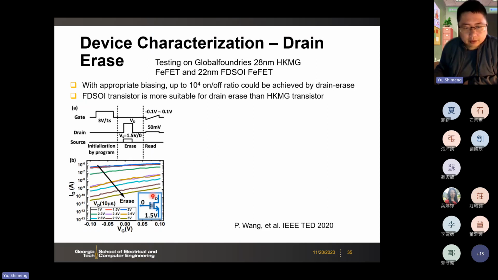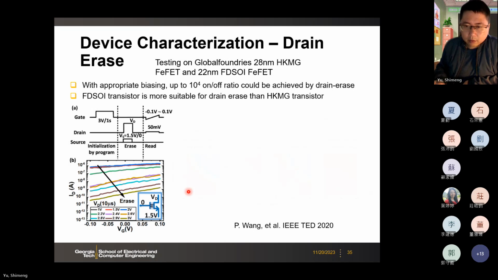Because for an individual device, yes, you can apply a positive voltage to the body, and therefore you create an equivalent negative gate voltage. But here, as I said earlier, if you apply a positive voltage to the body, then the entire block will be erased together because the body is shared. So here we have to apply the drain voltage individually.